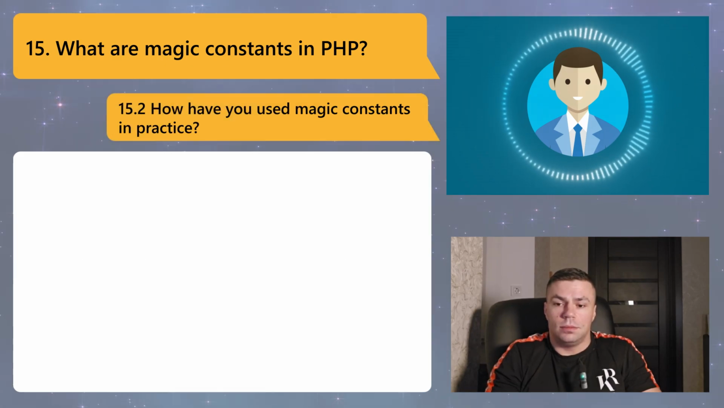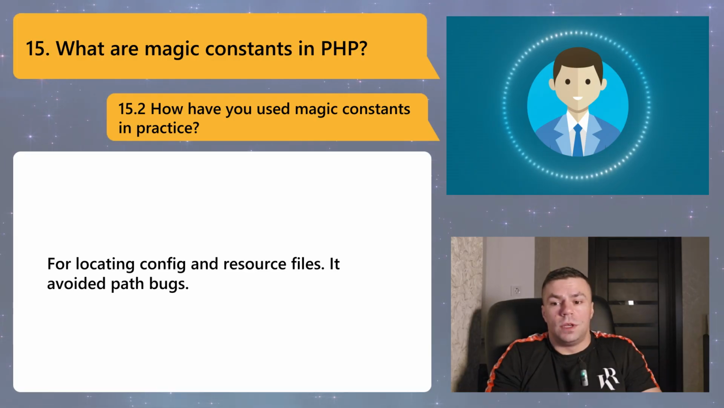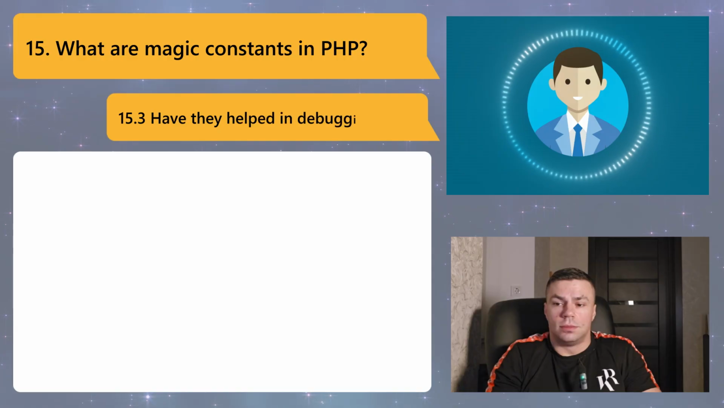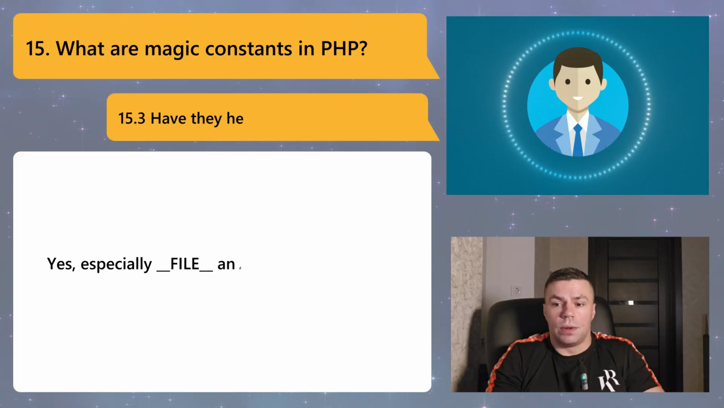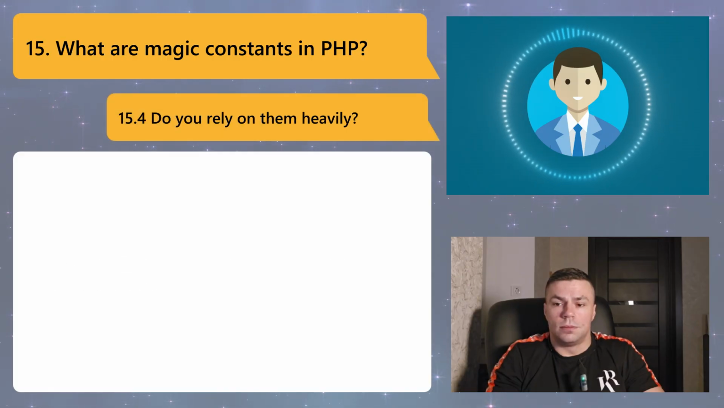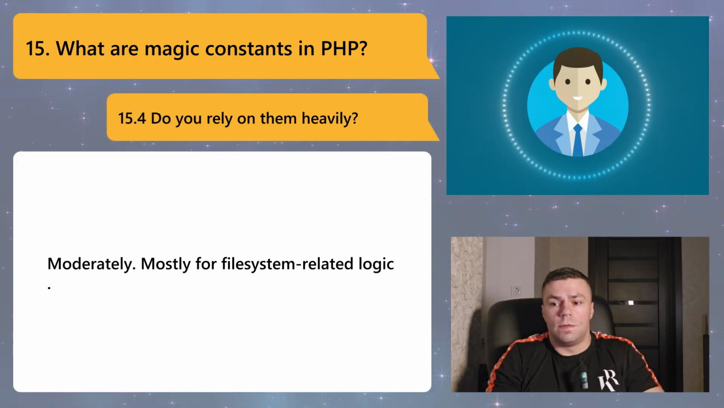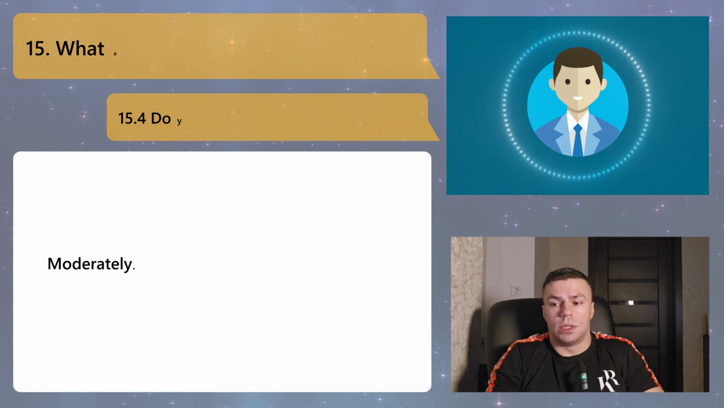How have you used magic constants in practice? For locating config and resource files, it avoided path bugs. Have they helped in debugging? Yes, especially __FILE__ and __LINE__. Logs became clearer. Do you rely on them heavily? Mostly for file system related logic.